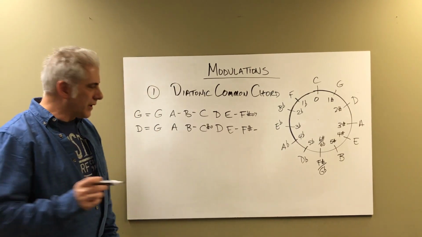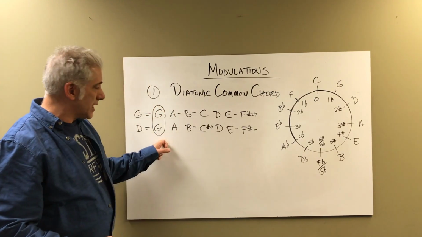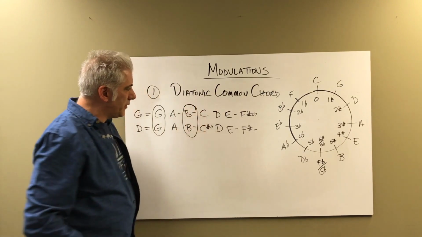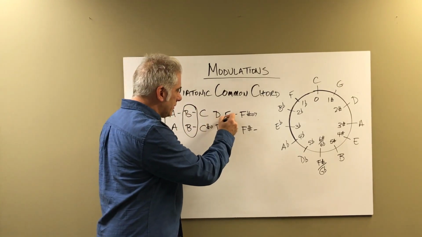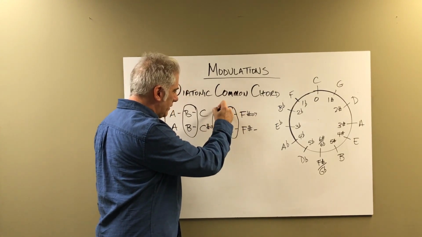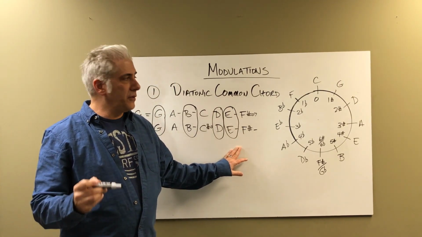Let's look at the chords that are common between the two keys, okay? The G major is common between the two keys. B minor is common between two keys. E minor and D major are both common between the two keys. So we have 4 chords in here that are common between the two keys.